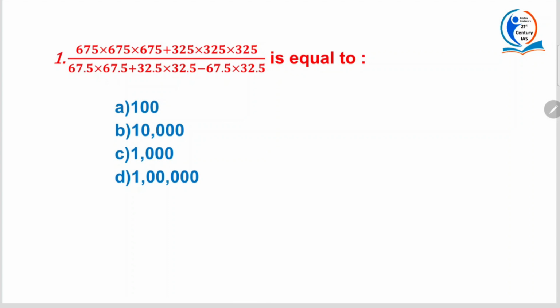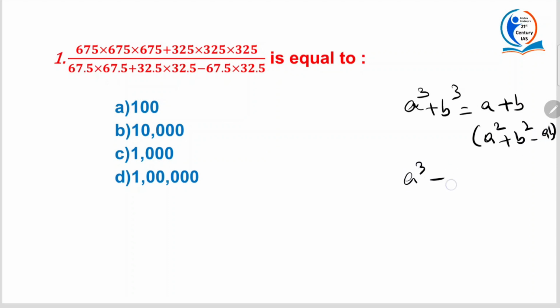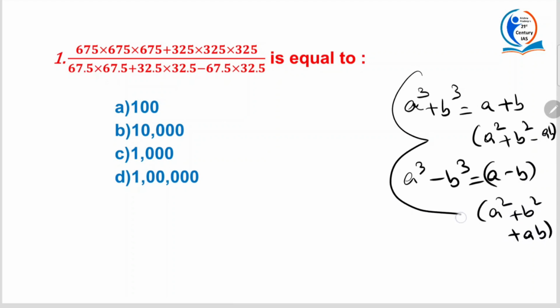Okay. Now, here you have to understand one thing. You should be thorough with some basic formulae, that is a plus b whole square, then a square minus b square, and also this one, a cube plus b cube is equal to a plus b into a square plus b square minus ab. Okay, and a cube minus b cube is a minus b into a square plus b square plus ab. All right.